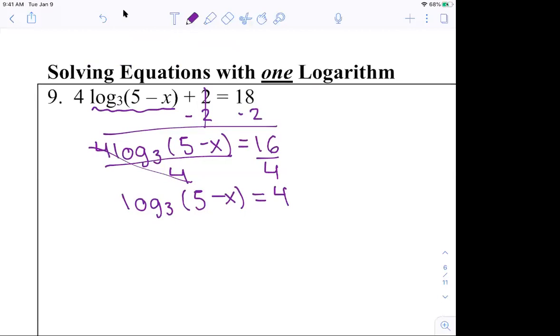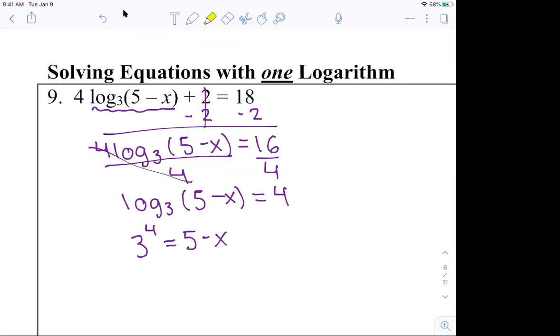And if you're stuck in log form, because you can't do the change of base because the x is in the log, you're going to have to turn it into exponential. So whenever you're stuck in one form, try to get it to the other form. So this has a base of 3. The exponent is 4, and it equals 5 minus x.